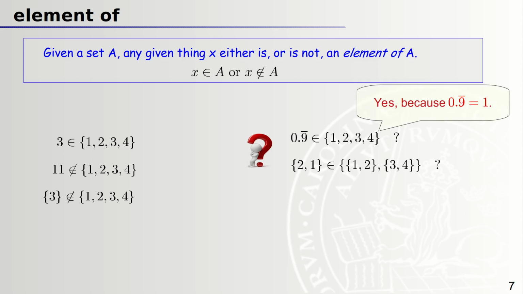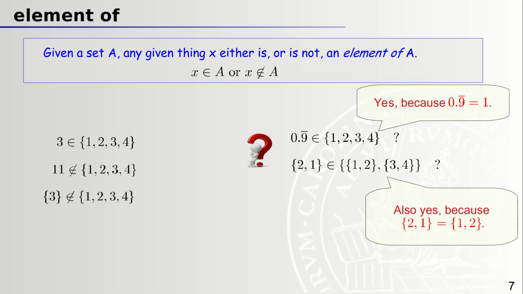The first statement is true, because 0.9 repeating is the same number as 1, or in other words, it's just a different way of writing 1. By the way, not everybody agrees with this right away, so if you have your doubts whether this is actually true, you can find material linked from the course page to clarify this a little. The second statement is also true, because the set consisting of 1 and 2 is the same as that consisting of 2 and 1.